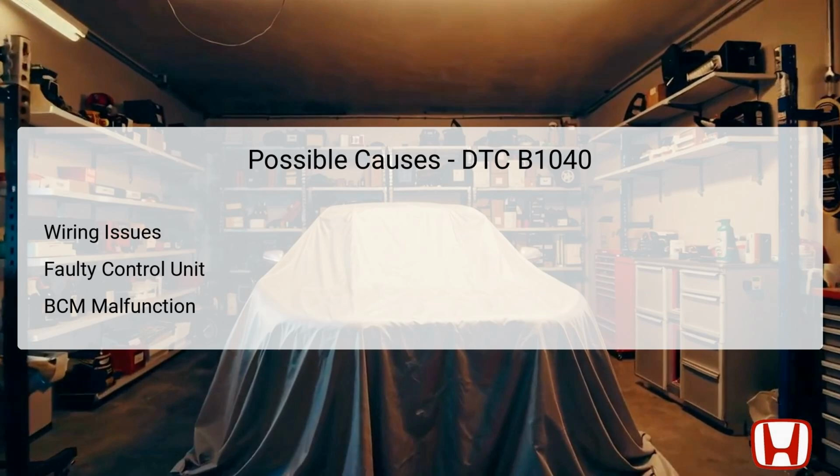Additionally, a faulty windshield wiper control unit can occur due to internal component failure, which prevents it from properly interacting with the BCM. Lastly, a malfunction within the BCM itself can also lead to communication errors, making it essential to diagnose and test the BCM to rule out internal faults. Each of these causes should be methodically evaluated during troubleshooting to pinpoint the source of the problem accurately.